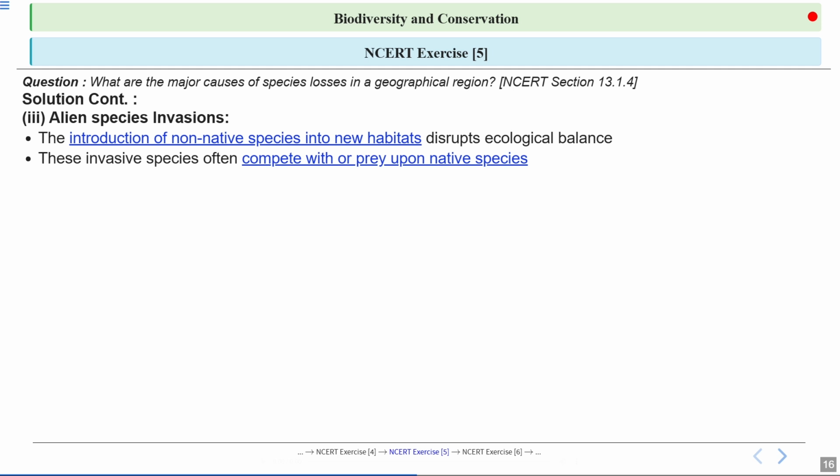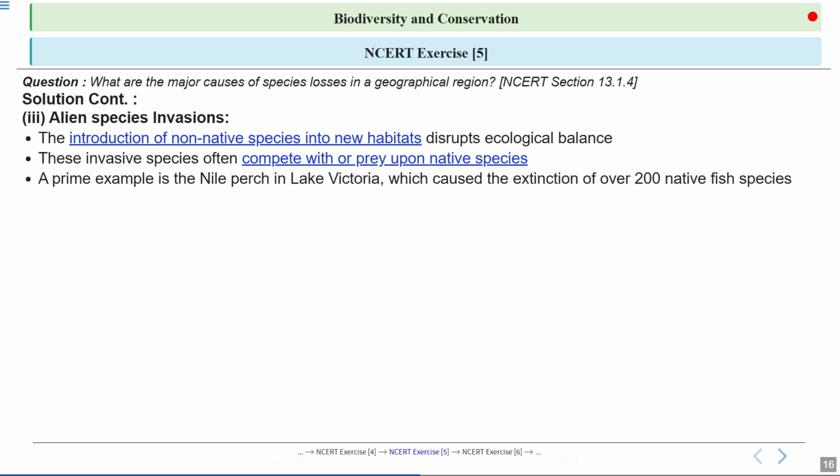How are they harming the native species? By outcompeting them for essential resources like food, water, and shelter, or by preying on them directly. For example, the introduction of the Nile perch, which is an alien species, into Lake Victoria in the 1950s serves as a classical example of an invasive species' devastating impact on local diversity.